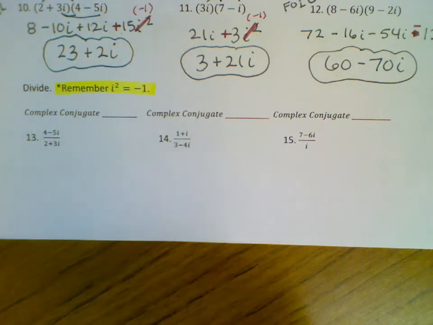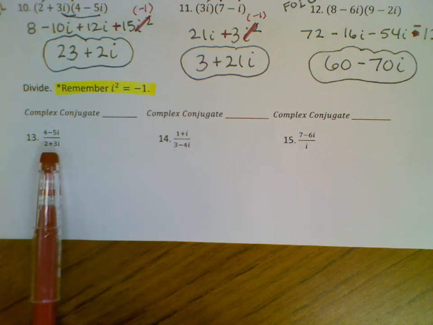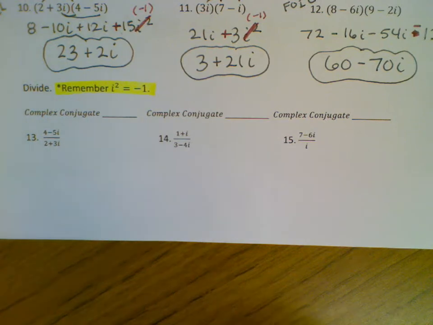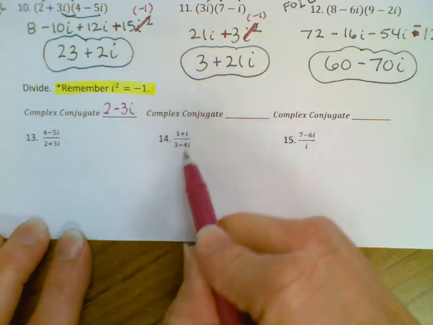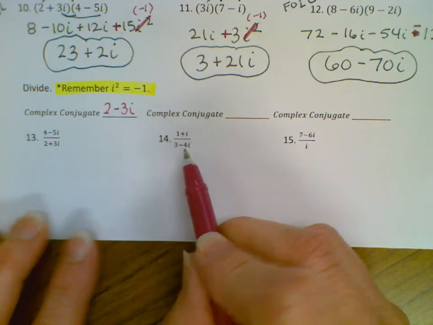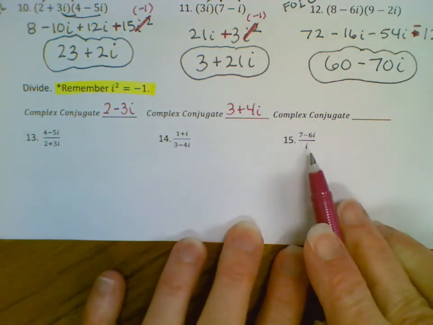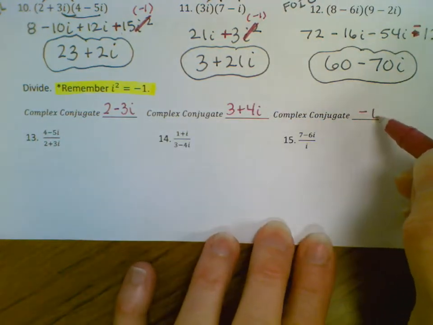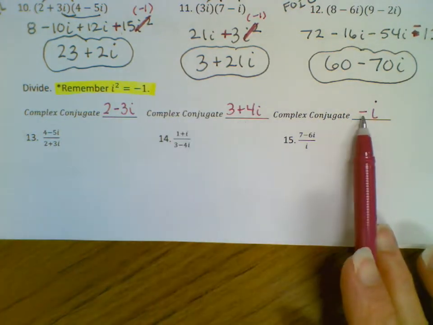So to do that, you're going to have to multiply it by the complex conjugate. Now the complex conjugate, if you take your denominator and you just switch the sign that separates the real and the imaginary part, so if I just do 2 minus 3i, that's going to be my complex conjugate. So let's just go across these. So if this one's 3 minus 4i, it's going to be 3 plus 4i. And then the last one is just i. That one's going to be -i. So notice we're always changing the sign of the imaginary part.